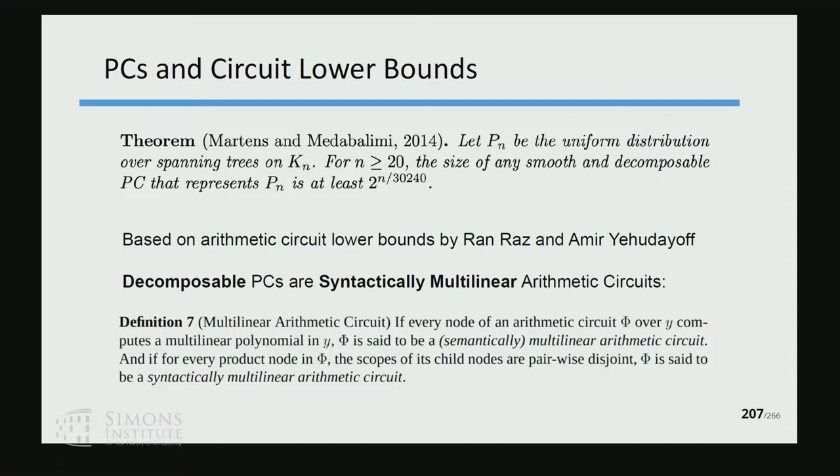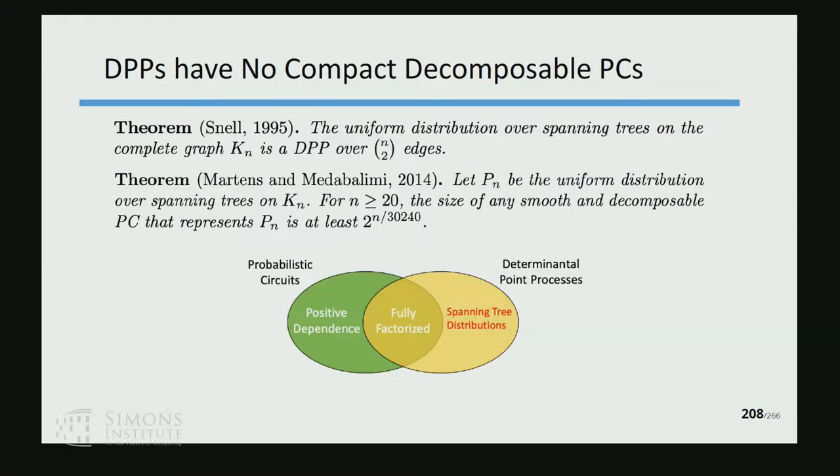However, folks have shown that any decomposable probabilistic circuit representation has to have a size of at least 2^n/30,000. So this is a rare event where we have an unconditional lower bound, and it directly applies to this question. All right, that's exciting. We now know that spanning tree distributions are not representable by the PCs I've shown you, and they are DPPs.